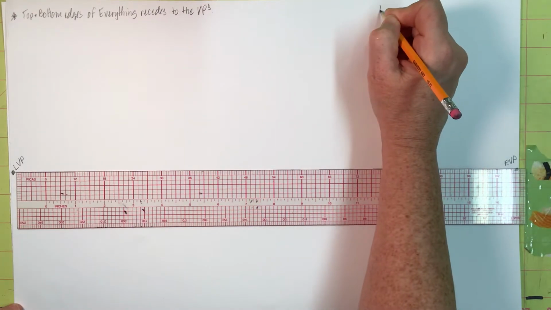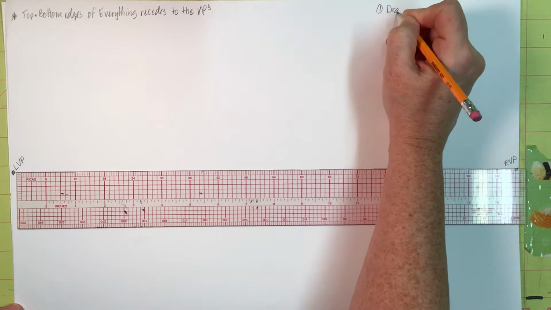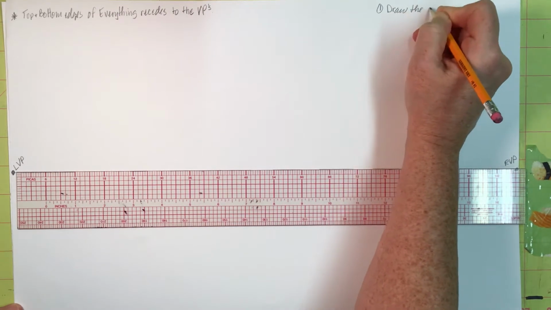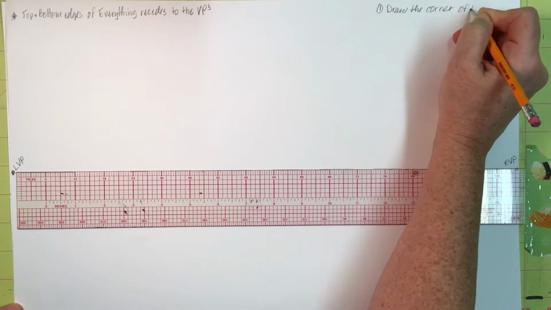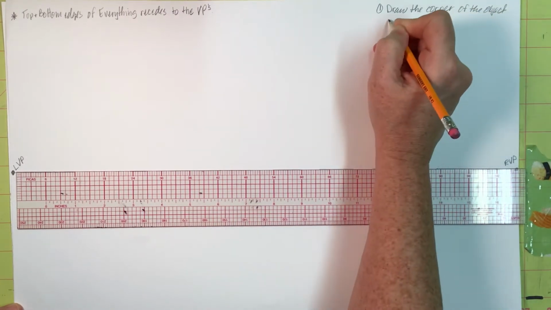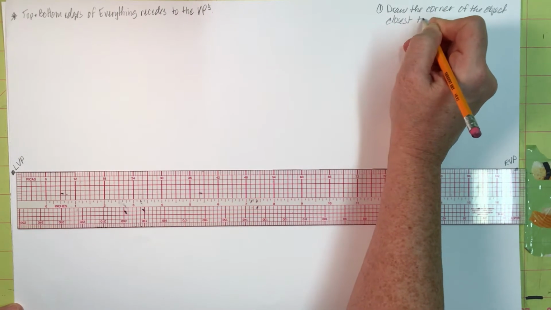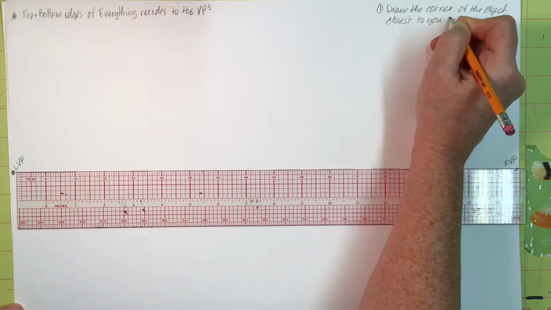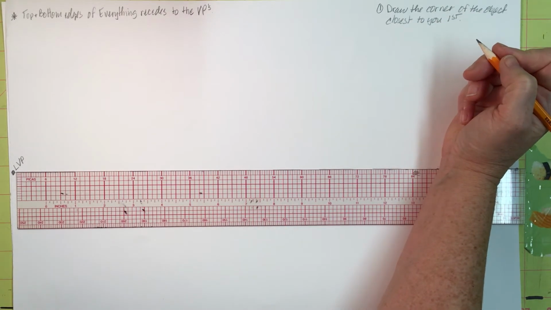So step number 1 is that you always draw the corner of the object closest to you first. So pause the video now if you need to, to write that down.